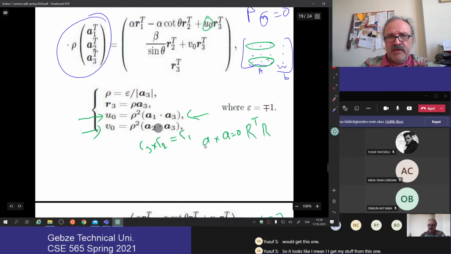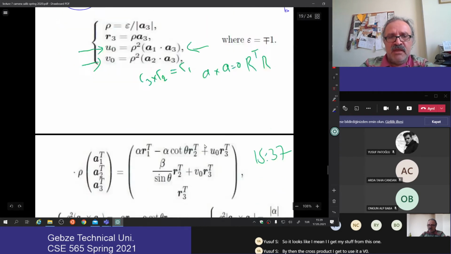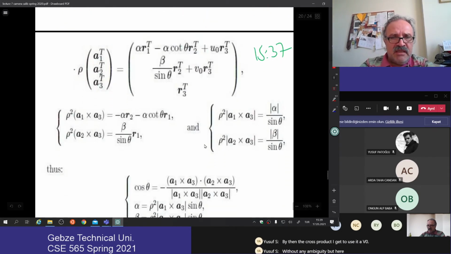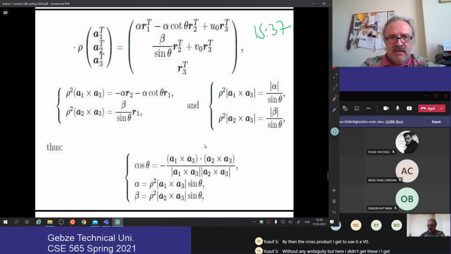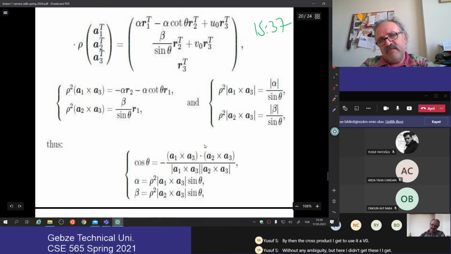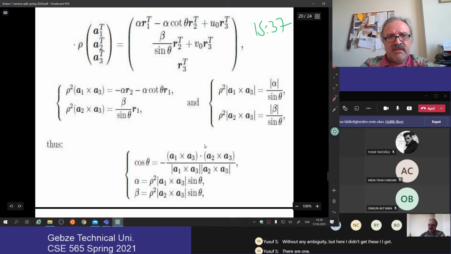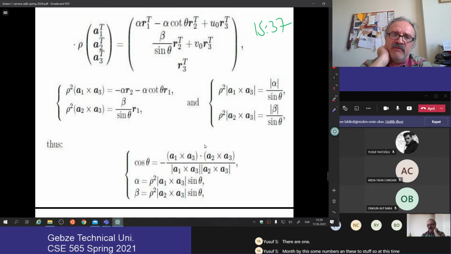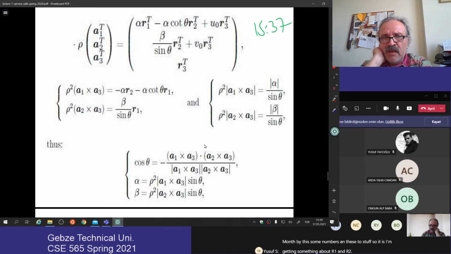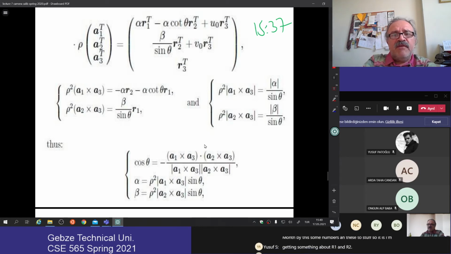By doing the cross product, I get the u0, v0 without any ambiguity. But here I didn't get these. I get the R1 multiplied with some numbers and these two stuff. So at least I'm getting something about R1 and R2.